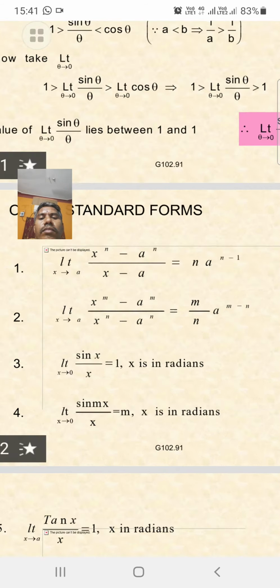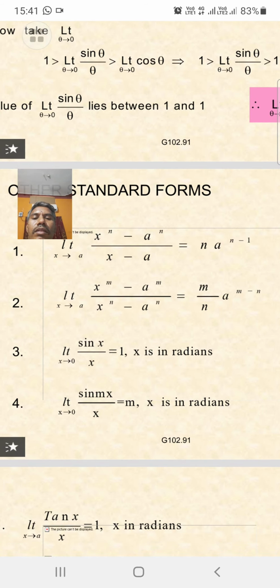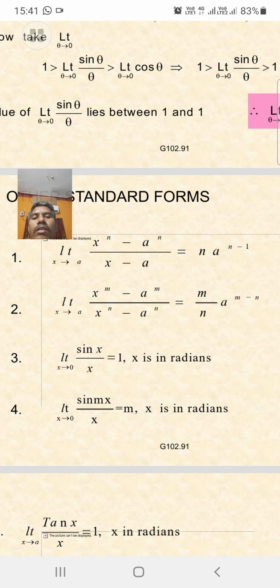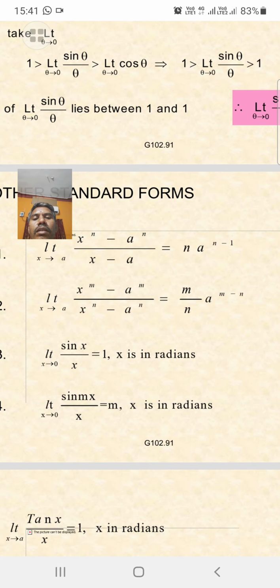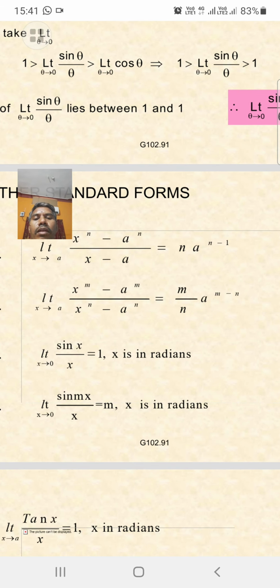First one is limit x tends to a, x power n minus a power n by x minus a equals n into a power n minus 1. Second, limit x tends to a, x power m minus a power m by x power n minus a power n equals m by n into a power m minus n.